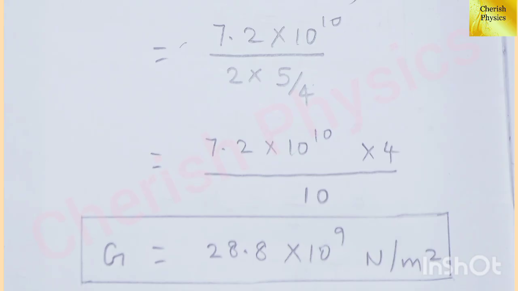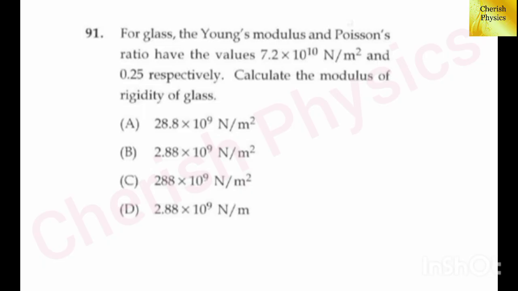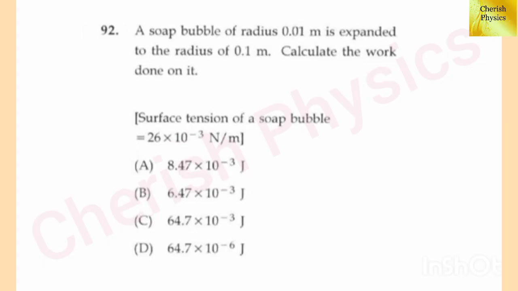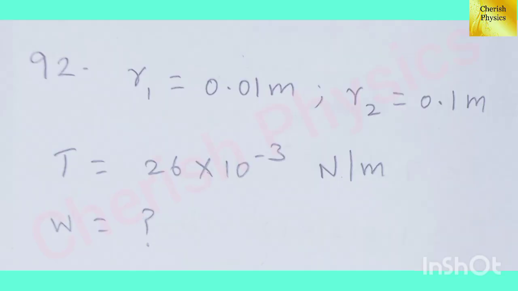Multiply 7.2 into 4, we get 28.8, and simplify the powers of 10, we get 10 to the power 9. Hence, the answer G equal to 28.8 into 10 to the power 9 Newton per meter squared. Hence, the answer is option A. Question number 92. A soap bubble of radius 0.01 meter is expanded to the radius 0.1 meter. Calculate the work done on it. Given the surface tension of a soap bubble equal to 26 into 10 to the power minus 3 Newton per meter. Let's write the given data.